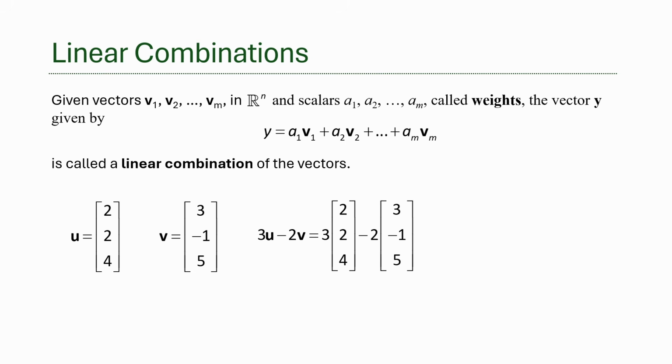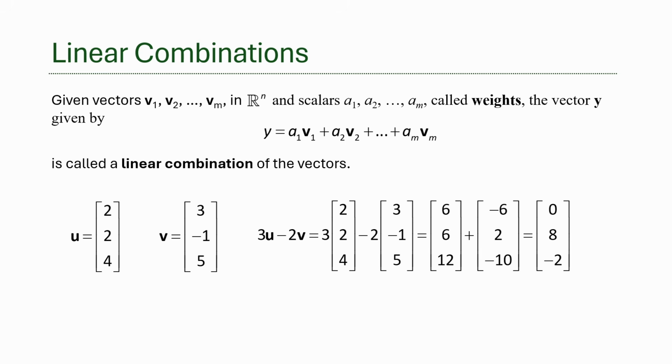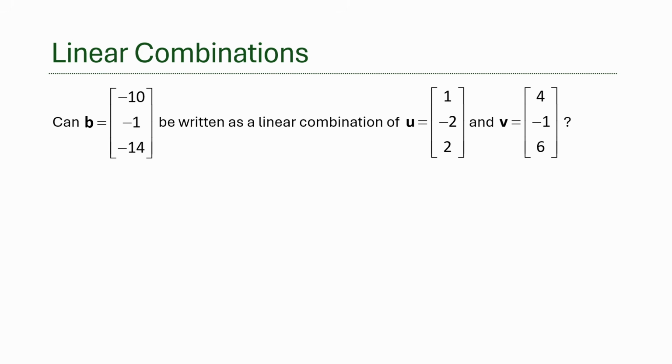If I replace u and v with their individual vectors, then I multiply by the scalars, so the vectors become (6, 6, 12) and (-6, 2, -10). Add them component-wise, and we get this new vector, (0, 8, -2). (0, 8, -2) is a linear combination of the original vectors u and v. Here for us to think about.